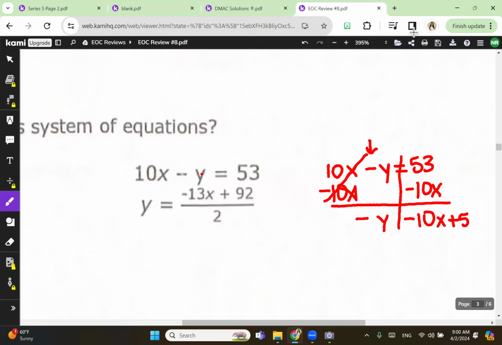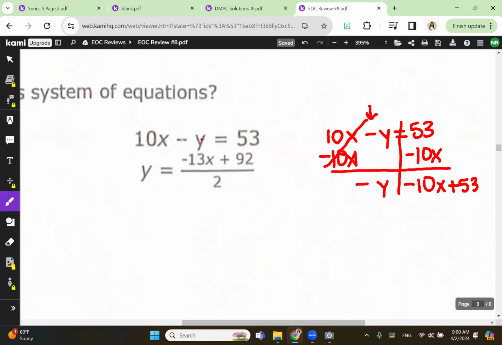All right, and the last step is going to be to do what? Divide. So you get y equals, what's negative 10 divided by negative 1? Positive 10. And 53 divided by negative 1? So minus 53. Now you have two equations that are solved for y. Where are you going to put those? This is not matrix. What are you going to do with those two equations? Put them in?